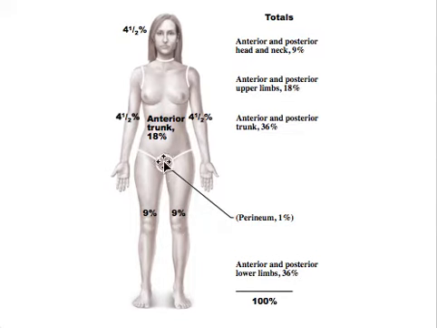The perineum itself is 1%, which brings up an interesting case study that I'll try to make time for in class. The anterior trunk is 18%. The posterior trunk is 18%. You notice that makes up 36% of your area of skin. The anterior and posterior head and neck would be 9%, 4.5% to the front, 4.5% to the back.